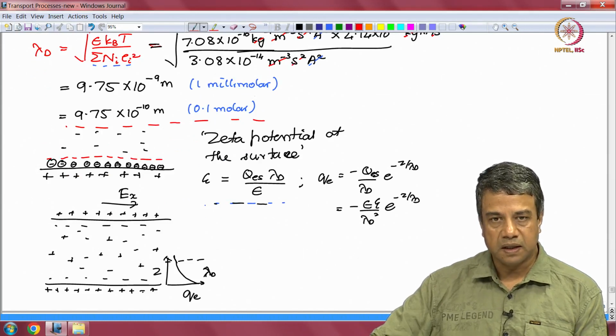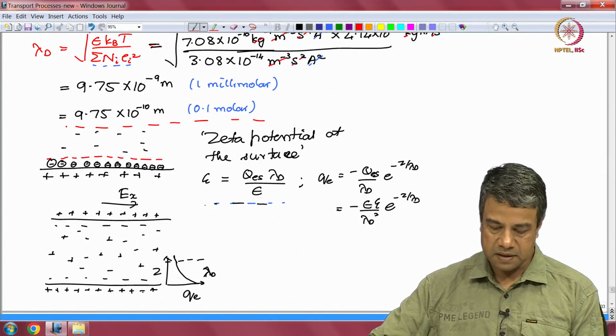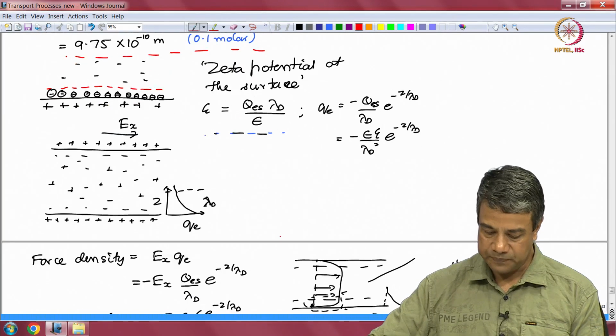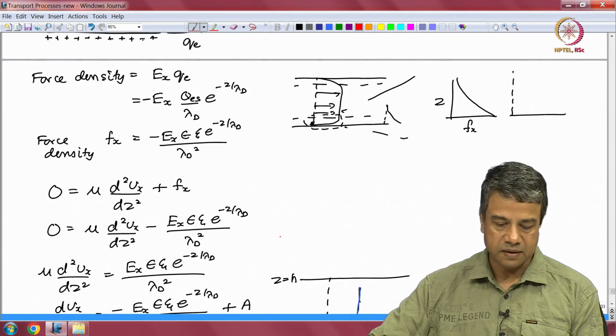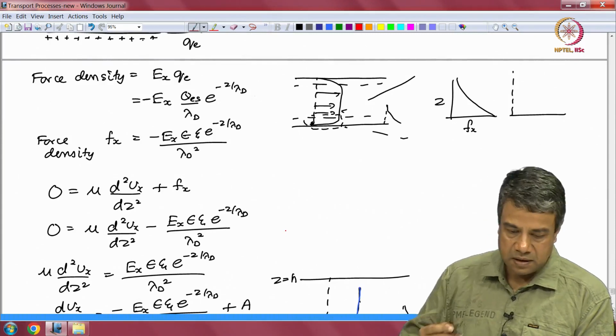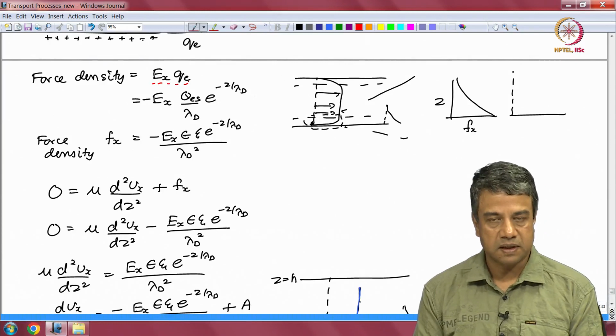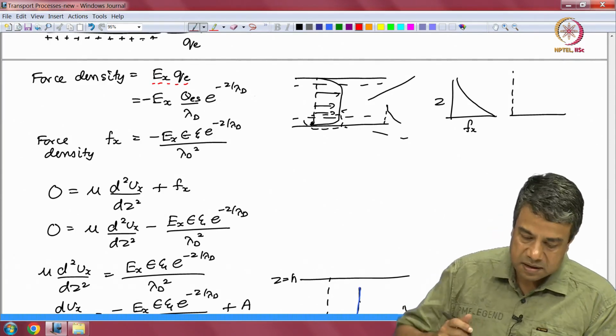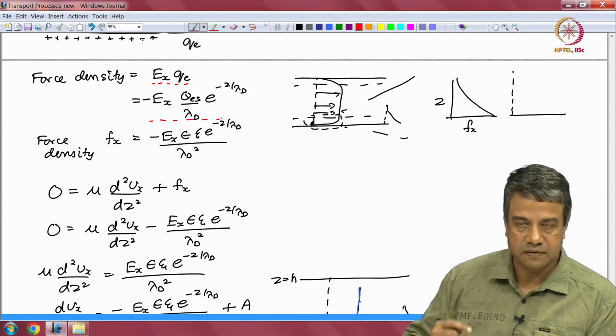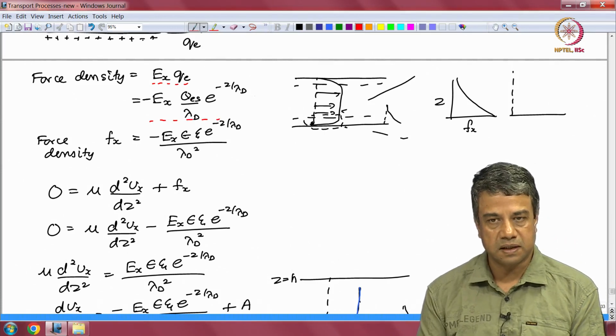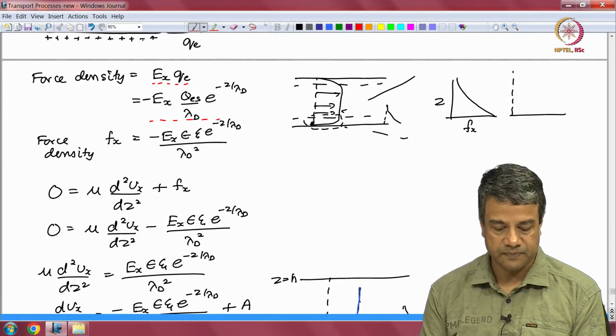And in terms of this, we had got an expression for the force density, which is basically the electric field times the charge density, and this charge density is decaying exponentially away from the surface.